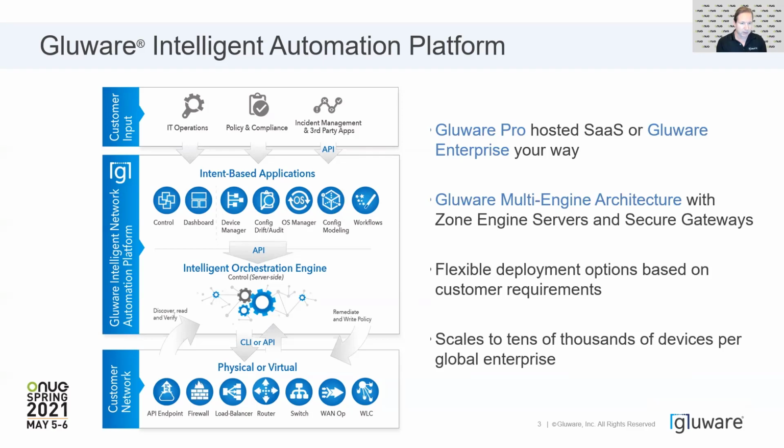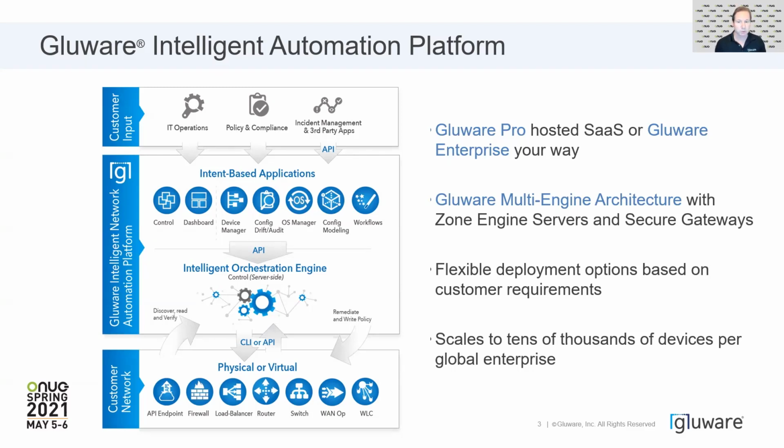Now that you have a basic understanding of what Gluware does, Gluware is pure software. When we're talking about our platform for automation orchestration, it is delivered in Gluware Pro via SaaS, through Amazon Web Services. You install just a secure gateway on-prem, and you can automate and orchestrate your network through that.